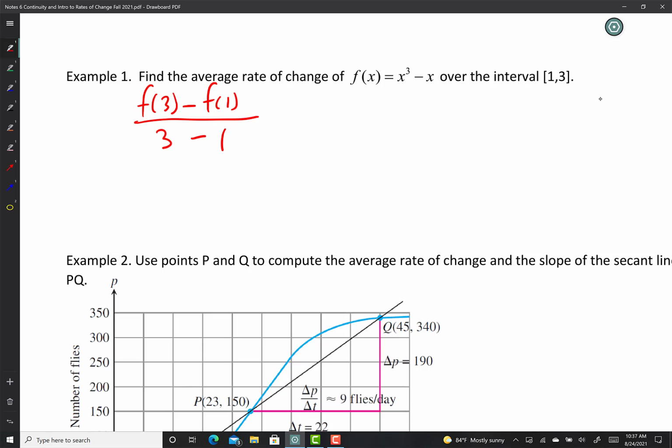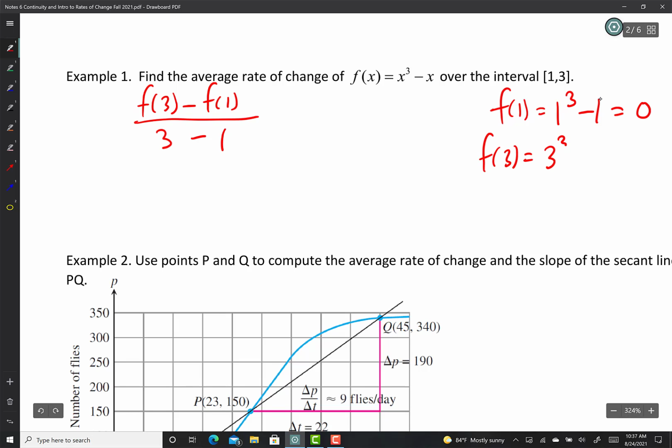y2 minus y1 over x2 minus x1. Do you guys see what we're doing? So I'm going to go here to the side. f of 1 equals 1 cubed minus 1, which is just 0. f of 3 is 3 cubed minus 3. 3 cubed is 27. 27 minus 3 is 24. Let me know, I make mistakes all the time. The equation is x cubed minus x. Are we still okay, guys?